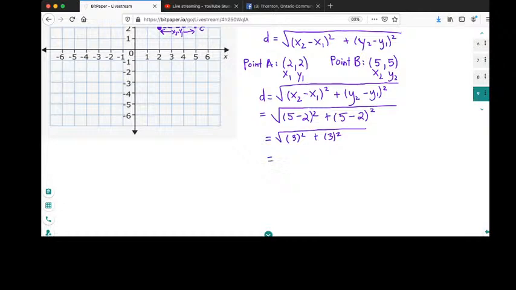So we've got 3 squared is 9, plus 9, all under the square root sign. So that's really 18. And the square root of 18 is 4.24.